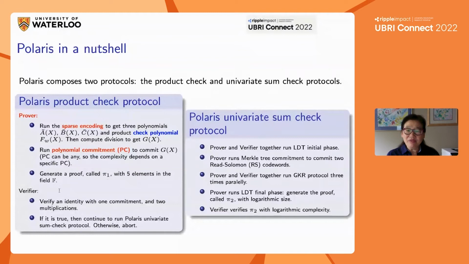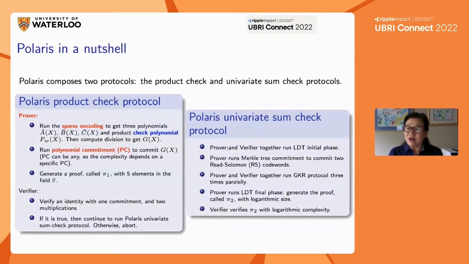Then the verifier will verify this commitment, and verify the product relationship. If this is true, then they will run this univariate sum check protocol. The univariate sum check protocol is more complicated than the first one.